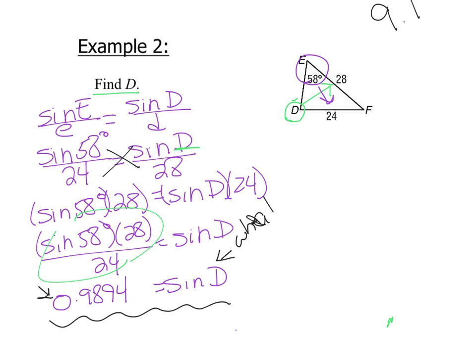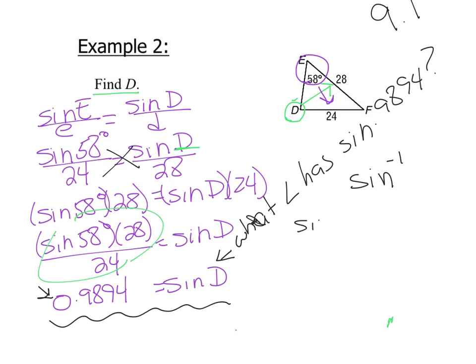What angle has sine of 0.9894? Because I'm trying to find the angle measure. And the way you do that is you use the inverse of the sine, and that is sine inverse. You have that button on your calculator, and that gives you the angle when you input the sine.